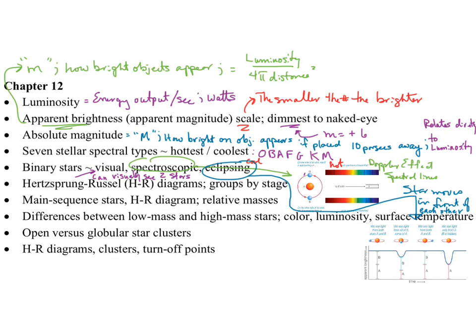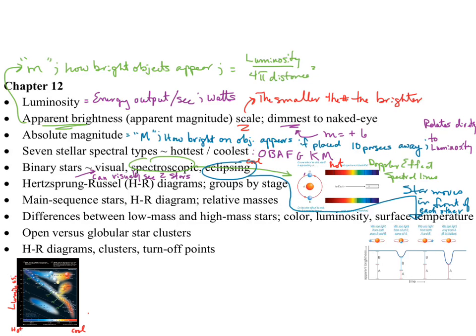The Hertzsprung-Russell or HR diagram, we spend a lot of time talking about those and stars. Remember, it's a scatter plot that basically has temperature along the x-axis and luminosity along the y-axis. You can divide stars up into three groups. One group would be the main sequence, the second group would be the giants, and the third group would be the white dwarfs.